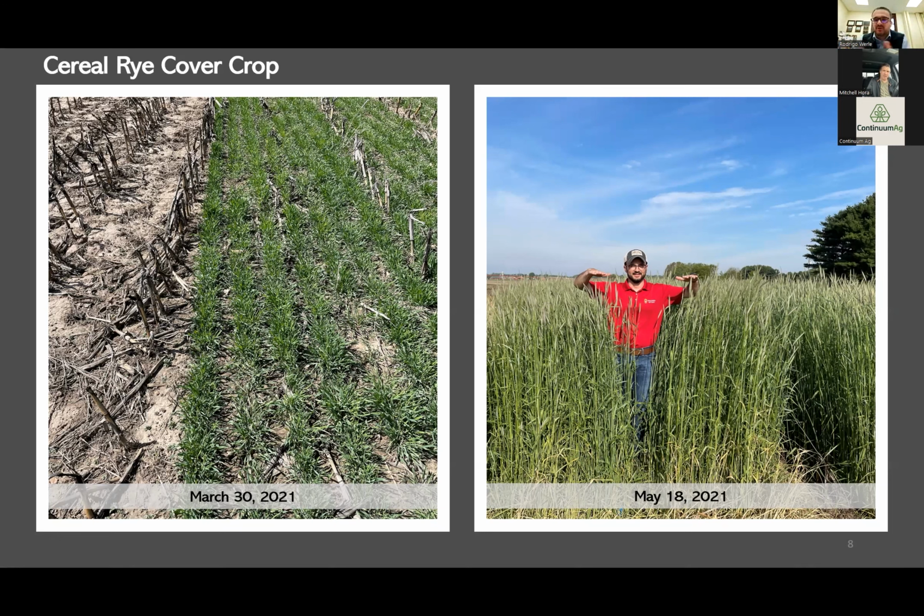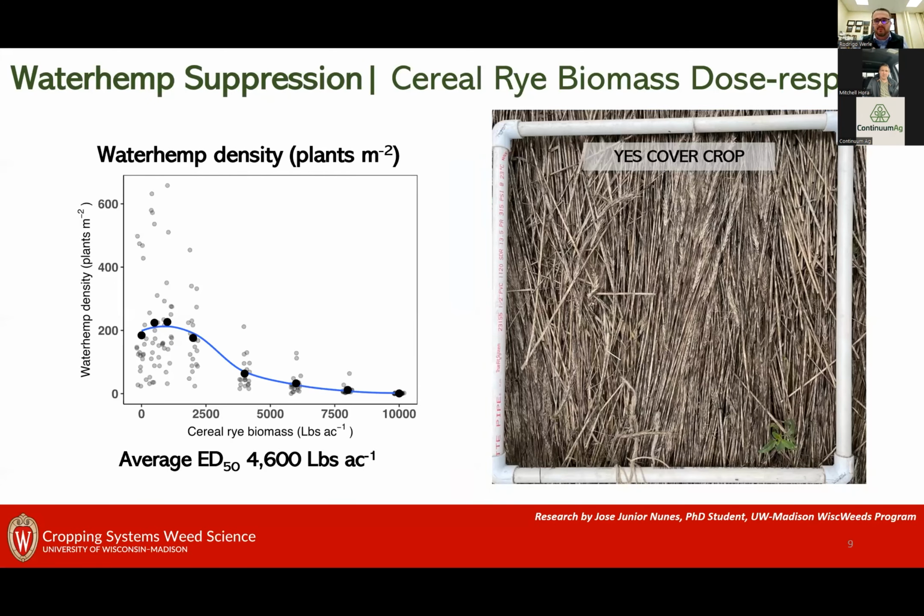But the question here is when to terminate. And here we have some data. This is some of the data I'm going to show you today. On my x-axis here is the cereal rye biomass, the amount of cereal rye, dry matter. And on the y-axis, the number of waterhemp plants we needed to control post-emergence. This is 5 site years of data, replicated, really good stuff here.